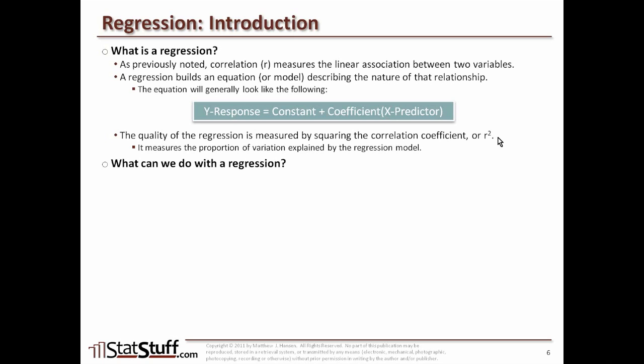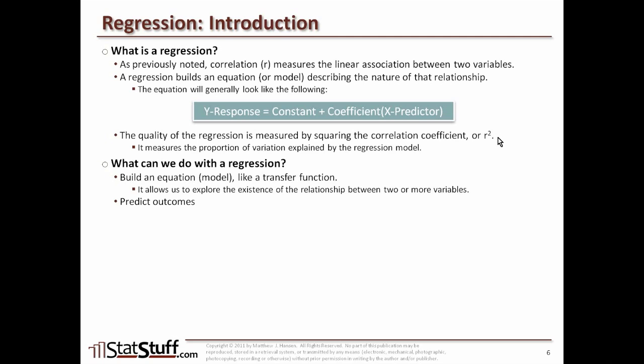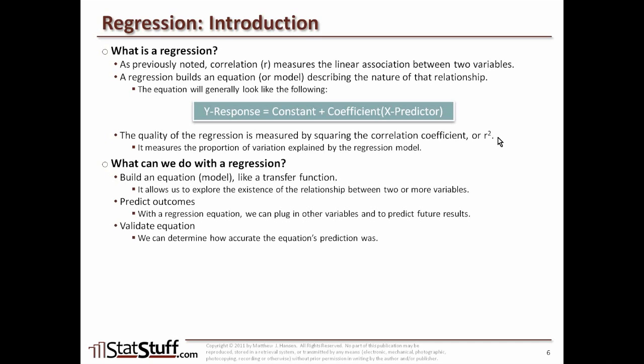So what is it that we can do with this regression or having this type of equation? Well, we can build the equation or the model that's similar to the transfer function. So that will allow us to explore the existence of the relationship between two or more variables that we're looking at. We could also use it to forecast or predict outcomes. So with this type of equation, we can plug in other variables into this, that we can use that to predict future results or do some additional forecasting. As well, it's a way for us to validate the equation. We can determine how accurate the equation's prediction was. And then finally, we can determine driving factors. So we can determine what are the key factors that could influence our output Y or response the most.